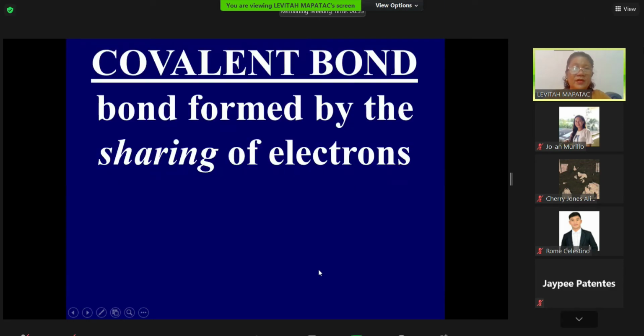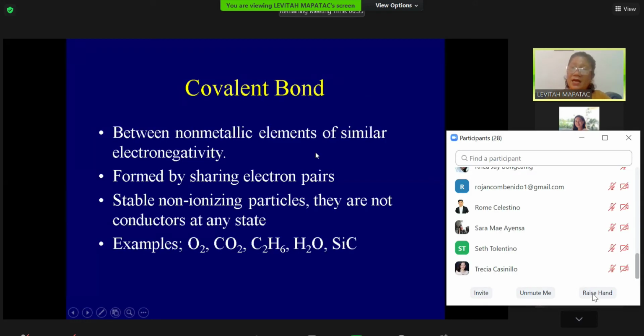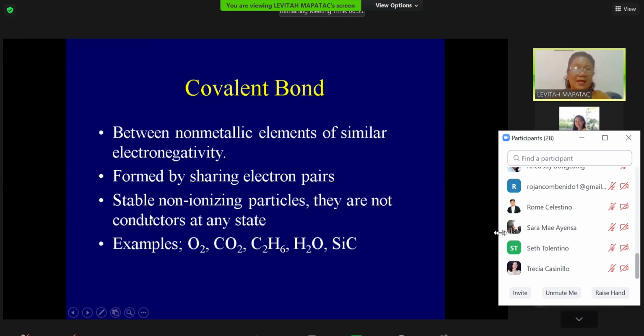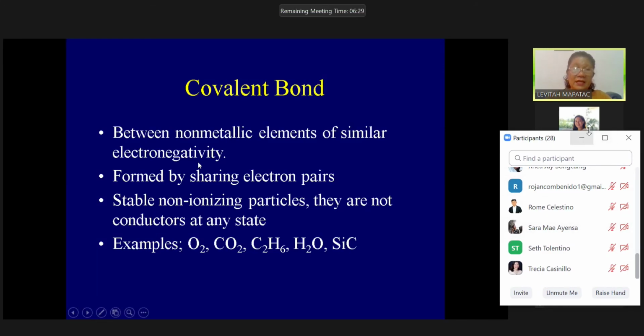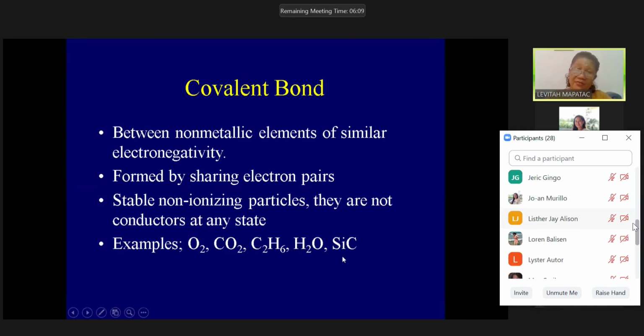Covalent bond is sharing of electrons. So, as I have said, between non-metallic, meaning a non-metal and another non-metal. Okay. It should have similar electronegativity. Okay. So, it is being formed by sharing of electrons. And they are non-conductors of heat and electricity. Examples for this one: diatomic oxygen, carbon dioxide, ethane, water, and silicon carbide.